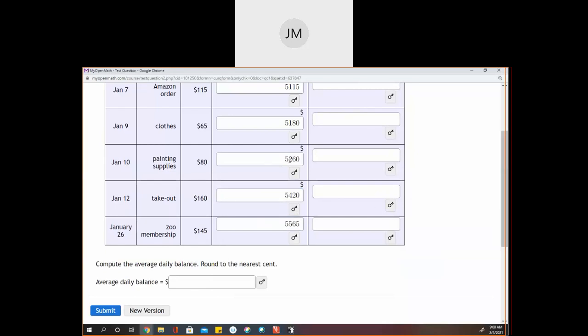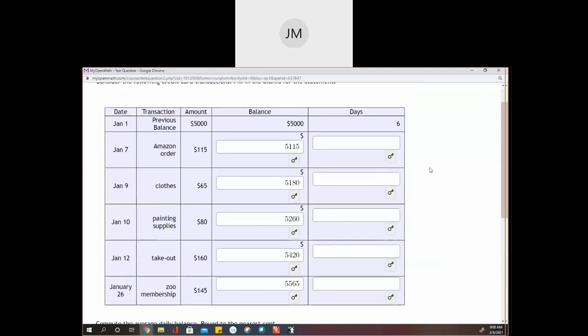So, adding the 80 gives us 5,260, adding the 160 gives us 5,420, and then adding the 145 gives us 5,565. Okay. And now what we're going to do is we're going to see how many days we have each of these balances. And the first one is done for us. From January 1st to the 7th is 6 days, right? You can just subtract the dates to get how many days, right?